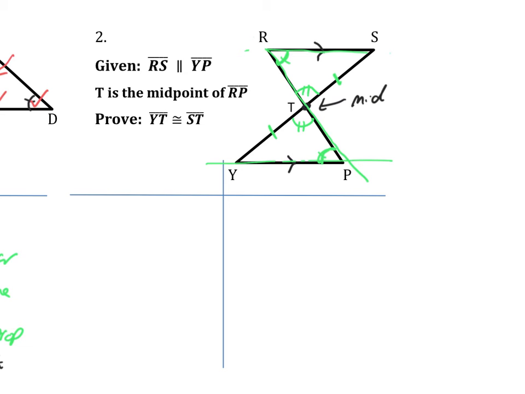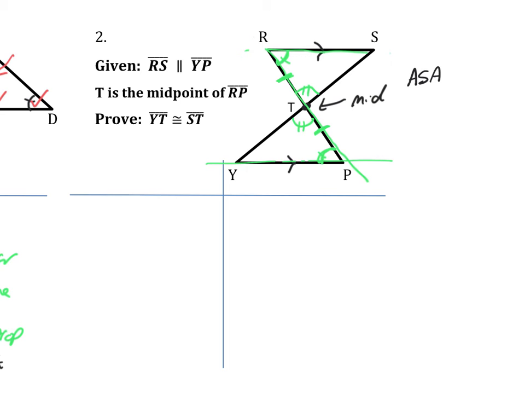Oh, I think I put my congruency markers on the wrong one here, because T is the midpoint of RP, not ST. Sorry about that. My congruency markers belong there. So we have an angle, an included side, and another angle. So we do have the angle side angle postulate, which can be used to prove triangles congruent.